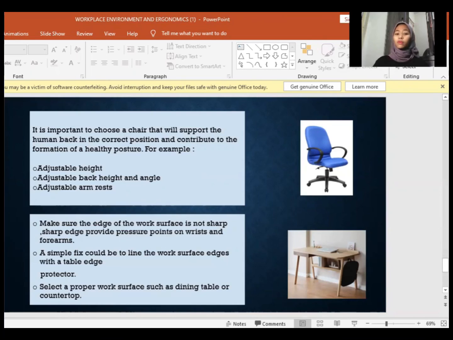The last one is make sure the edge of the work surface is not sharp. Sharp edges provide pressure points on wrists and forearms. A simple fix could be to line the work surface edge with a table edge protector. Select a proper work surface such as a dining table or countertop.